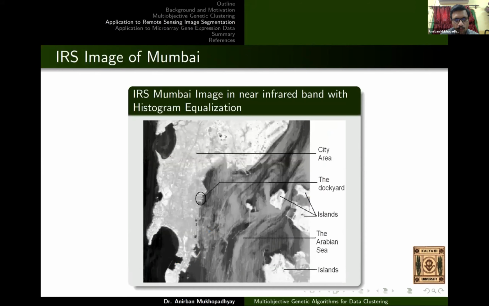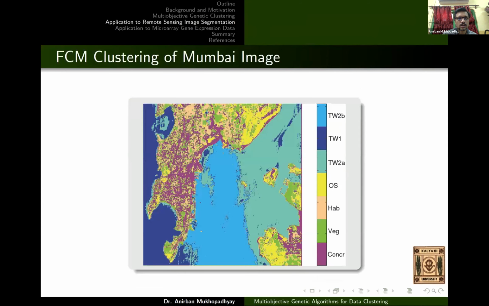This is the Bombay image. So this is the Arabian Sea, and this is the major city areas of Bombay. And this is the Bombay dockyards, some islands, including the Elephant Island and others. So this is the fuzzy image clustering. And here also this sea area has been classified into 3 different clusters. So that is actually wrong.